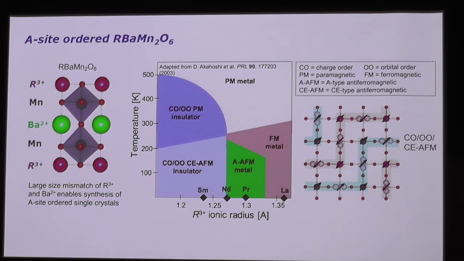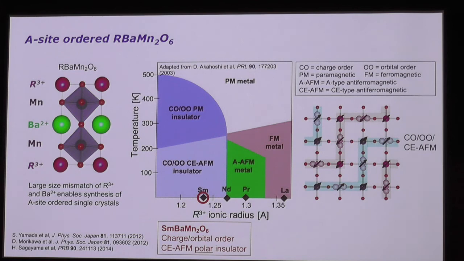As you vary the rare earth ionic radius, you go from a charge and orbitally ordered CE-type antiferromagnetic insulating phase, which I'm showing over here, involving these ferromagnetic spin zigzags. And then as you increase the rare earth ionic radius, you go to an A-type antiferromagnet or ferromagnetic metals. So right now I'm going to focus specifically on this samarium barium manganese oxide compound, which, in addition to being a charge and orbitally ordered CE antiferromagnetic insulator, was also shown in a number of experiments a few years ago to have a polar crystal structure, which enables additional functionality.